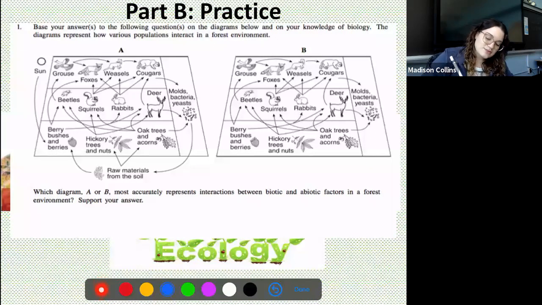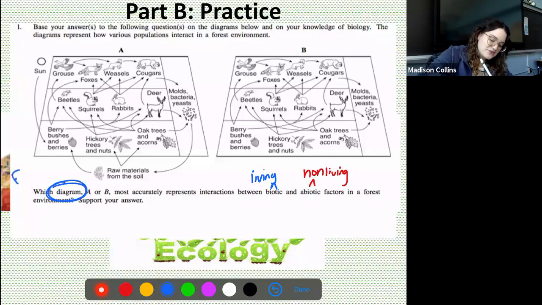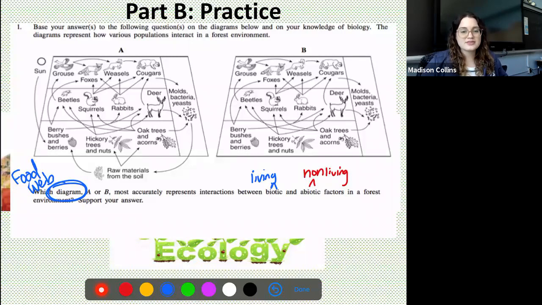Well, remember that whenever you see this word biotic, we're talking about living things. And whenever we see this word abiotic, we're talking about non-living things. And I also want to be clear, what is this diagram called? What are we actually looking at? Well, we're looking at a food web. We're looking at all of the different interactions between these organisms. So now I want you to pause this video and tell me, which one do you think most accurately represents these interactions? Is it diagram A or diagram B? And press play when you're ready to go over it.